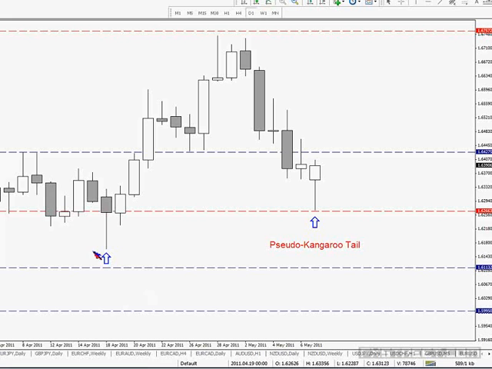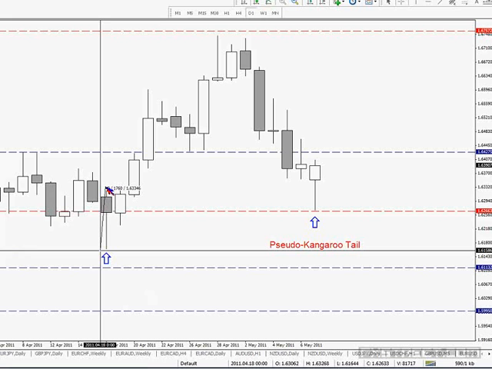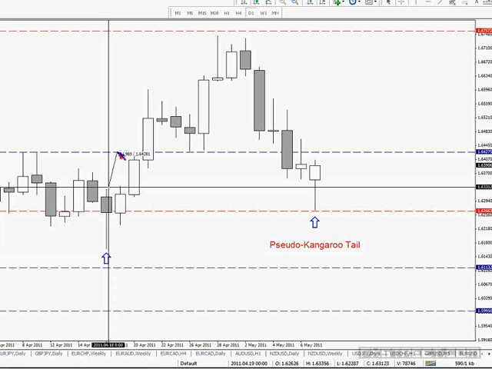Okay, on the previous kangaroo tail, we have our stop down here, our buy stop up here, so it's about 176 pips of risk. The first target is going to be 96 pips of reward, right? Is that right? Yeah, that's right.